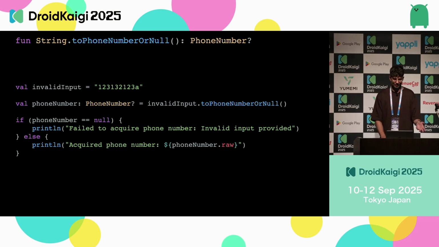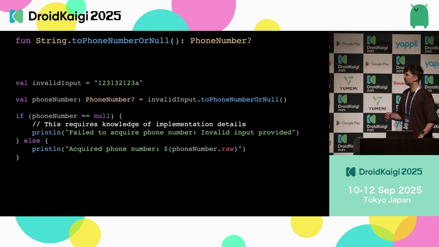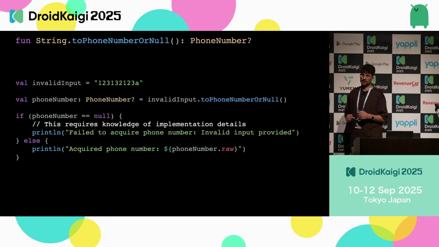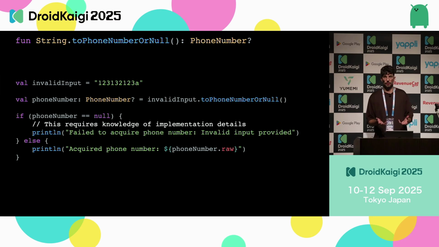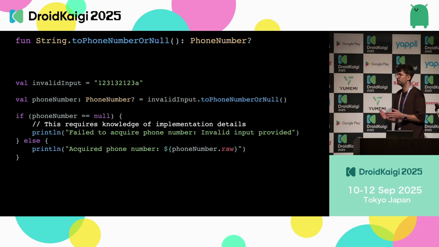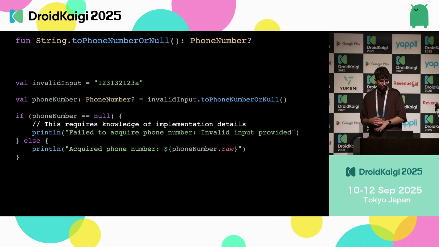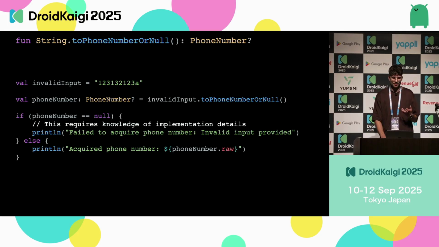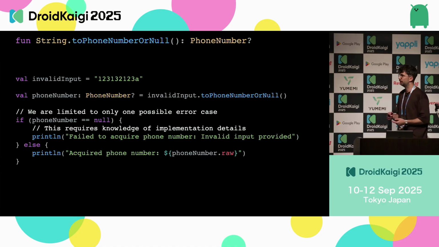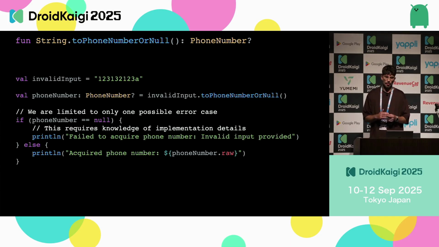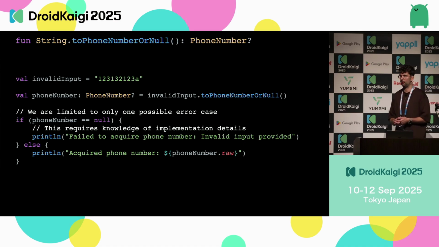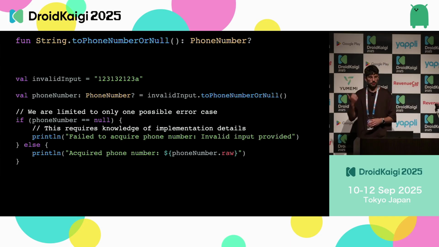There is, however, one problem, or two. This still requires knowledge of the implementation details, because how do we interpret the null value? We don't know what it actually means. If it means that the input was too short, or if it was just invalid, or if it was blank input. So this is a problem with using null. And the second problem is that we are limited to only one possible error case. You cannot express multiple different things with null because it's just null. So if we wanted this function to inform us if there was, let's say, blank input or the number was invalid, we cannot do that with nullability.